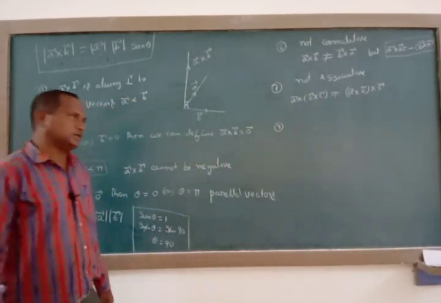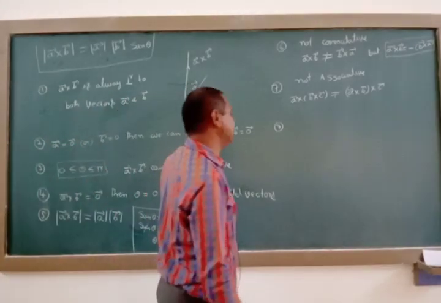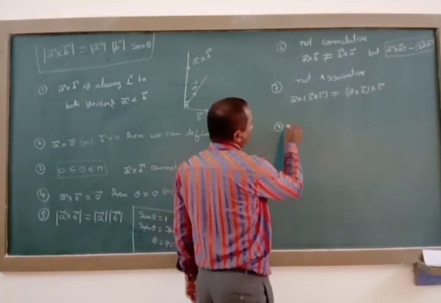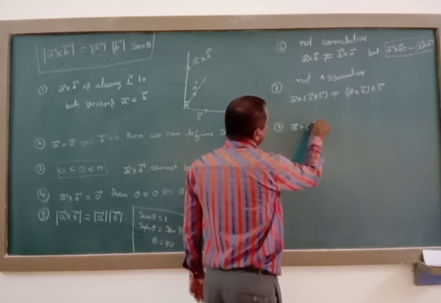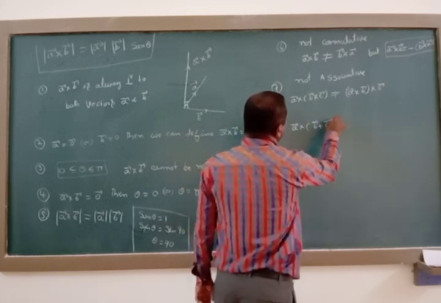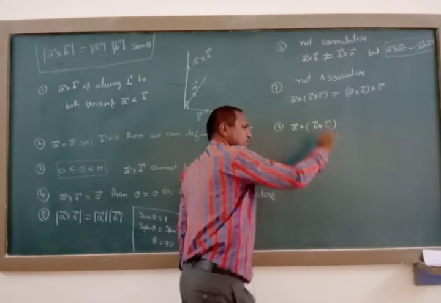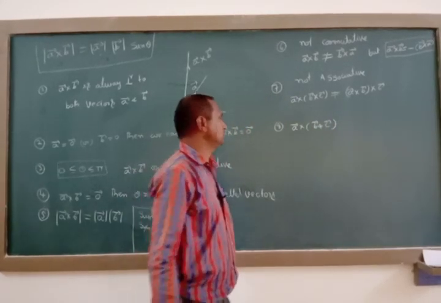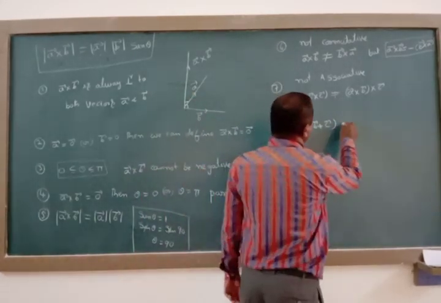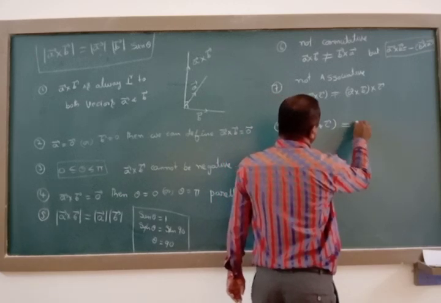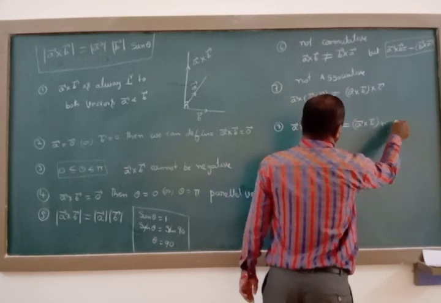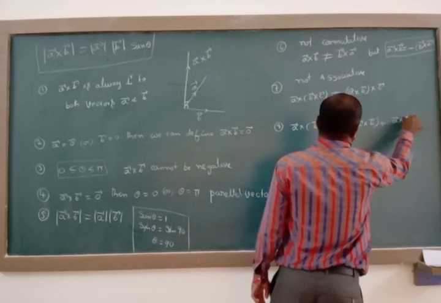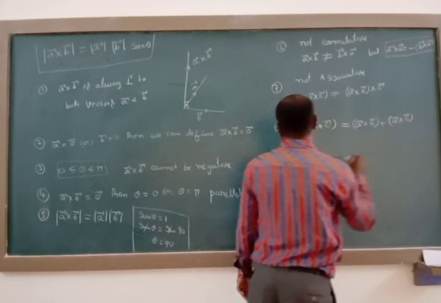Eighth, vector product is distributive over the addition, that is like this: A bar cross of B bar plus C bar. Over the addition means we must take that addition symbol here. A bar cross of B bar plus C bar is equal to A bar cross B bar plus A bar cross C bar. Like this.